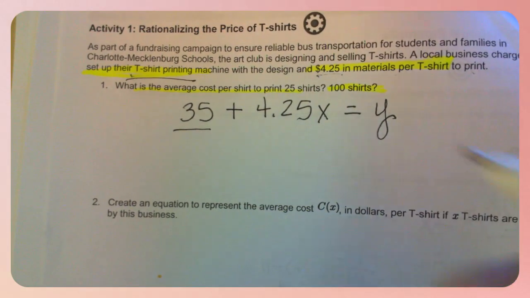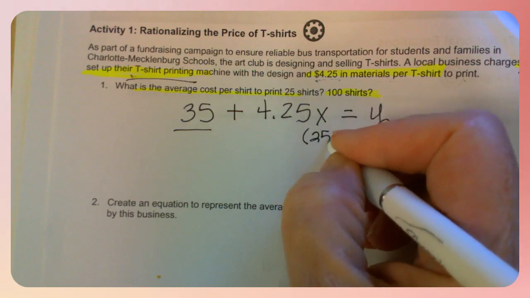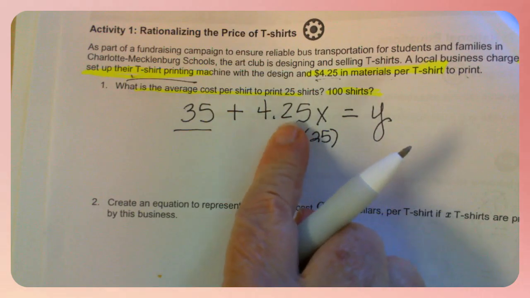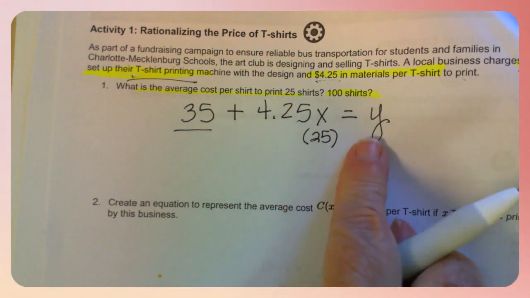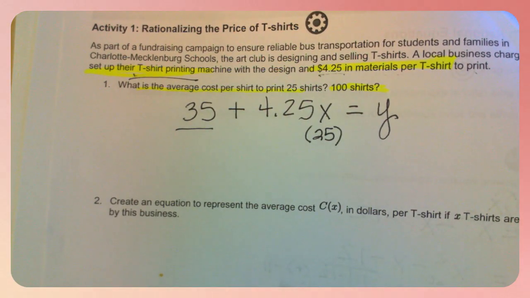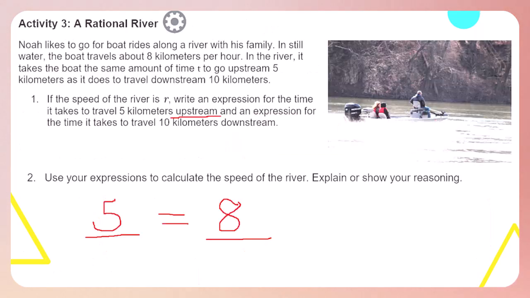Now we want 25 shirts, so we're going to substitute 25 for x. Use your calculator: 25 times 4.25 plus 35 equals y. All right, for activity number 1, first of all, highlight the important information and read through the problem to understand it.